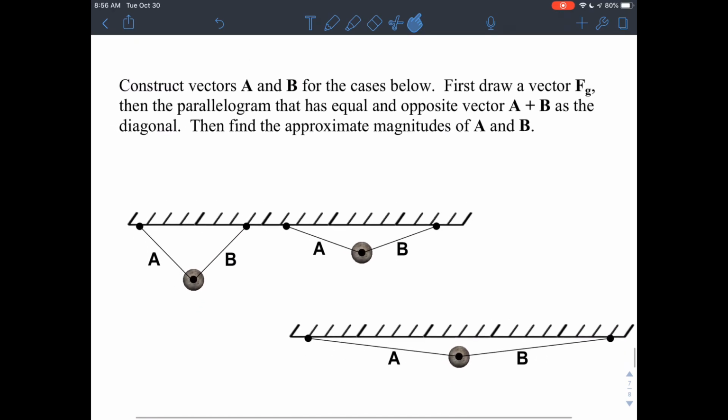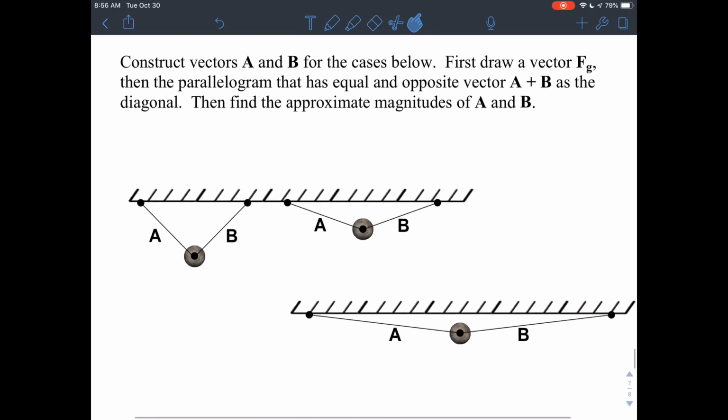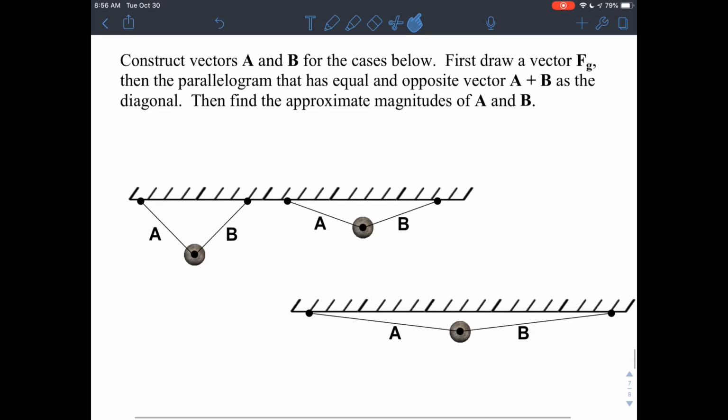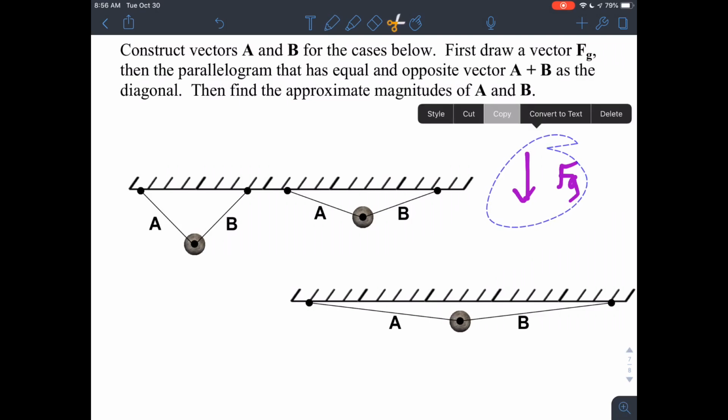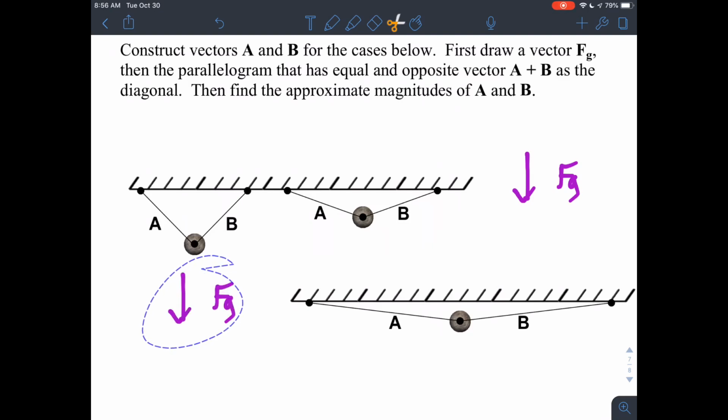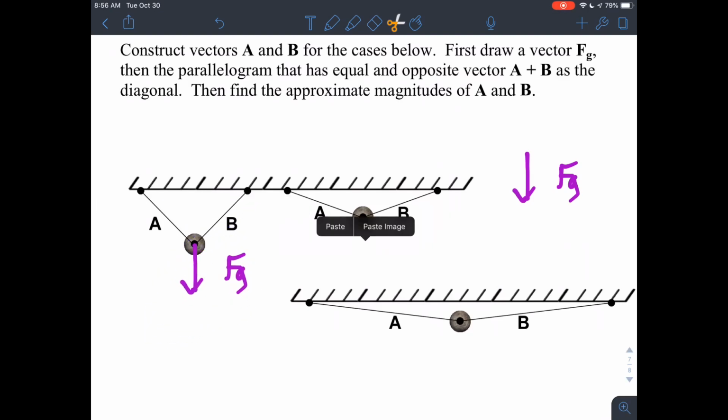Okay, and then for the last part, we're supposed to go ahead and construct vectors A and B for each case. First, draw a vector Fg, and then the parallelogram that has equal and opposite vector A plus B as the diagonal, and then find the approximate magnitudes of A and B. So basically all we're doing here, guys, is you're going to say that this rock has some vector Fg, and we're going to use that same vector for all of these. So it's going to be Fg every single time. So I'm just going to take my Fg here, copy it, and use it here every single time for my rock. I'm going to paste it in for all of these, something like that. There we go. Paste it in here for this one as well.